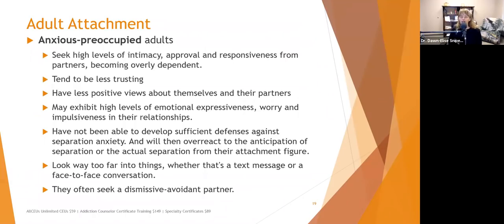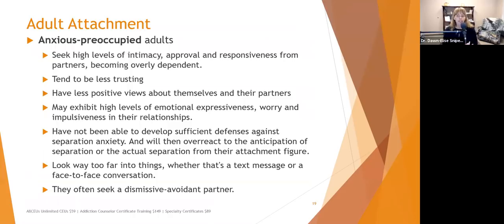Anxious, preoccupied adults seek high levels of intimacy, approval, and responsiveness from partners and can become overly dependent. They tend to be less trusting. They're very anxious about this relationship. They're afraid of abandonment all the time. So they tend to be less trusting, expecting to be abandoned. They may have less positive views about themselves and their partners. That internal working model, again, they don't see themselves as valuable or effective, and they don't see their partners as trustworthy. They may exhibit high levels of emotional expressiveness, worry, and impulsiveness in their relationships.